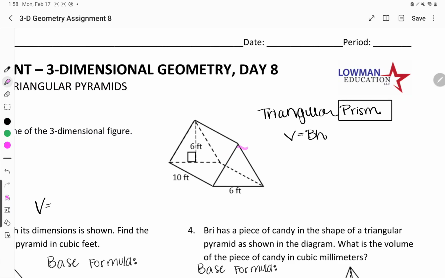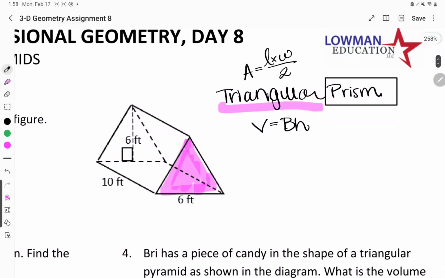Well, let's take a look at our base. What kind of shape is our base? It's a triangle. What is the area formula for a triangle? Area equals length times width divided by 2. So instead of having big B, what can I put in place of big B? Volume equals length times width divided by 2.